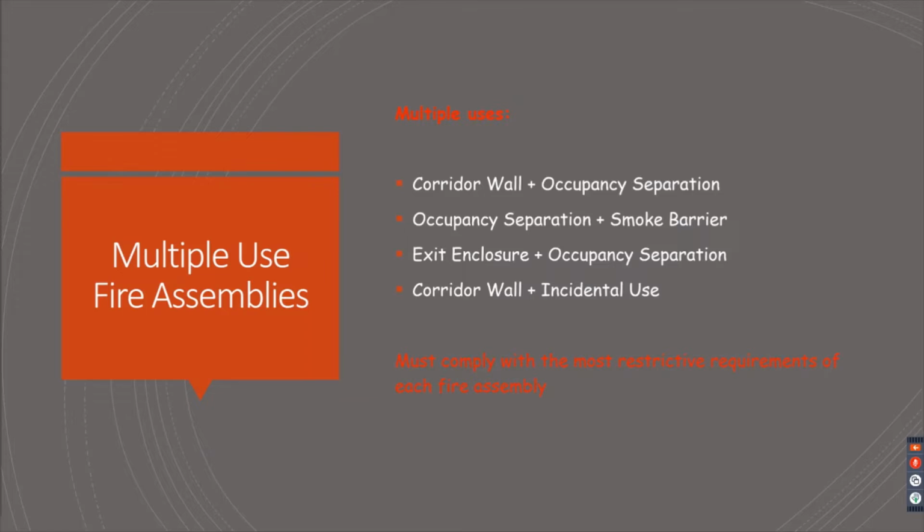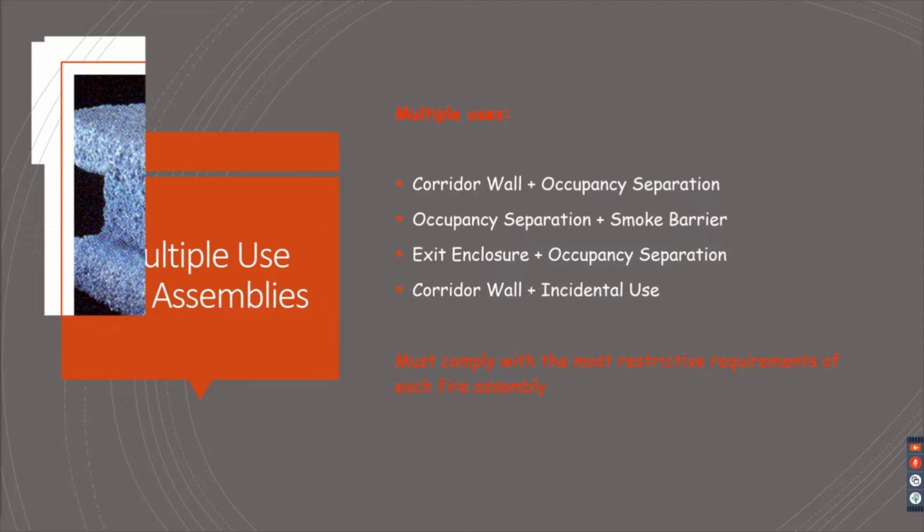Exit enclosures and occupancy separations. Again, both types of fire barriers, but different uses and different requirements for protection. And then corridor wall and incidental use, fire partition and a fire barrier, but different than the one in the first example. So just some examples of the different types that you'll see, that you have multiple uses for these types of walls, and making sure that you're looking at everything that's needed for both types or more. Sometimes there's more than two. And making sure that all the requirements are met, and again, the most restrictive apply.